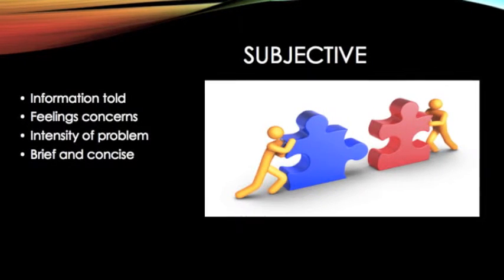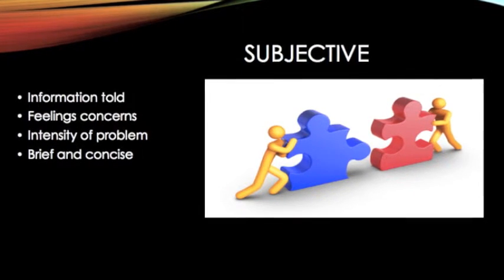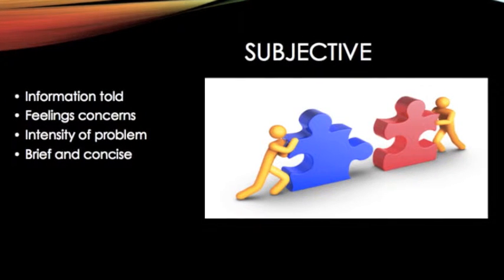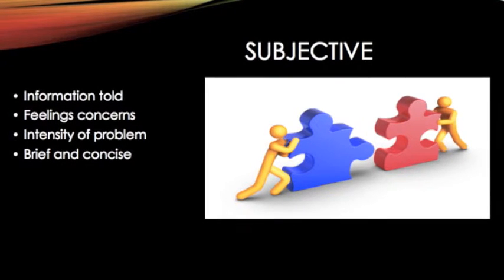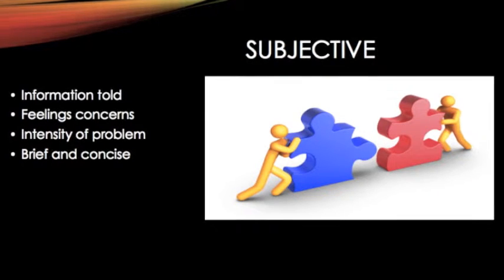So the first letter of SOAP is the S, which stands for subjective. This is the information that is told to you when you meet with a client and you're trying to discuss and figure out what their needs are, what their concerns are. Whatever information they divulge to you would go in the subjective section of the SOAP note. But then, since we aren't writing a book here, we still want to make sure it's brief and concise. We must make it focus on what the actual problem is that the client is facing.